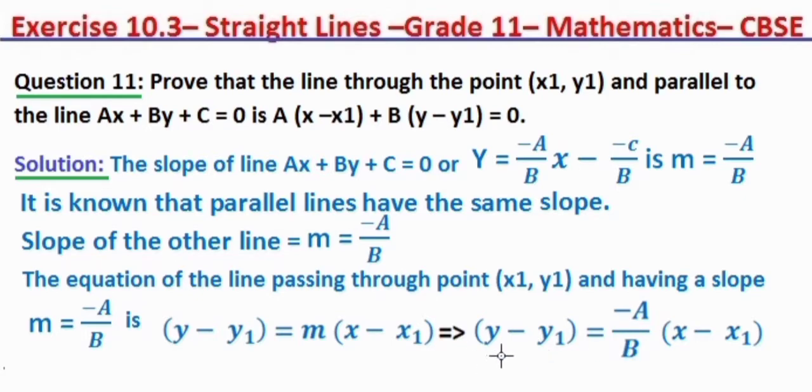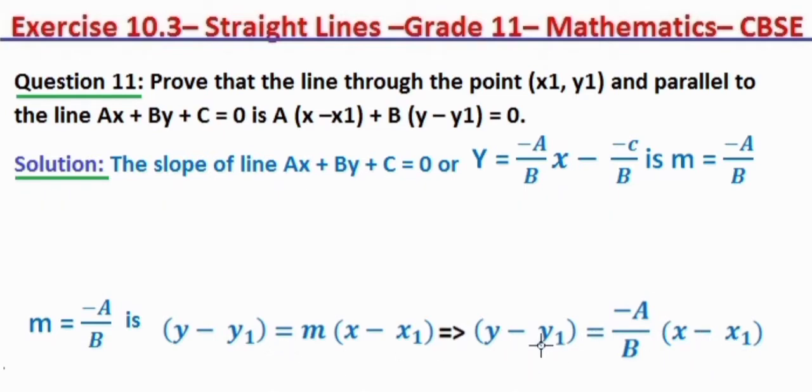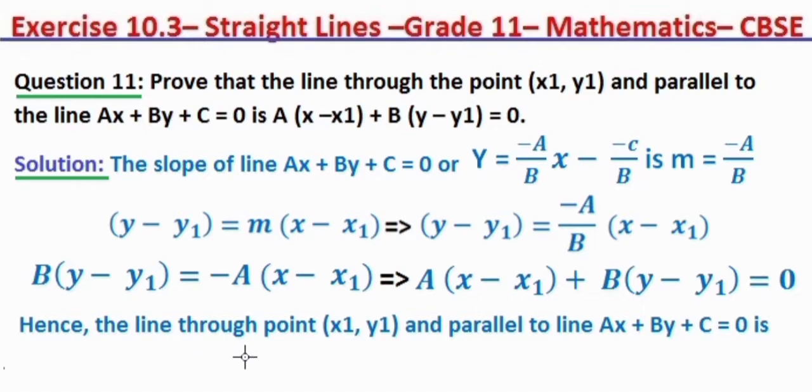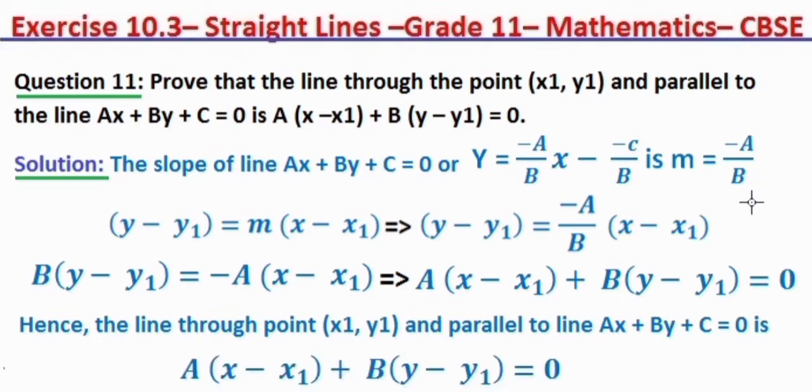Let us simplify this equation. Look here: b(y - y1) = -a(x - x1). Transposing the -a(x - x1) to the left hand side of the equal sign, we get a(x - x1) + b(y - y1) = 0. So this is the equation we needed to prove. Hence the line through the point (x1, y1) and parallel to the line ax + by + c = 0 is a(x - x1) + b(y - y1) = 0. Hope you understand well how to solve such kinds of problems.